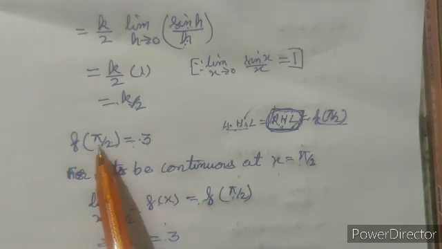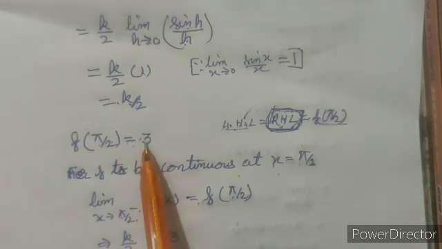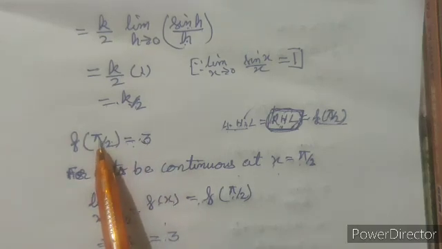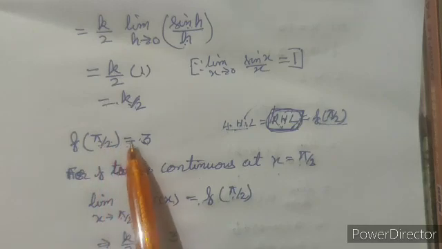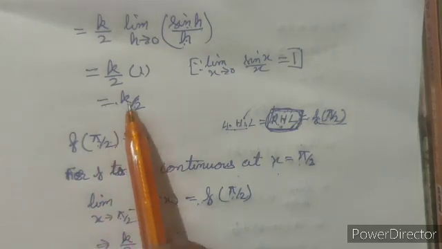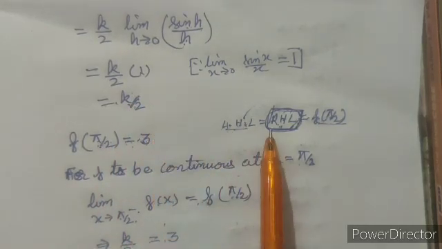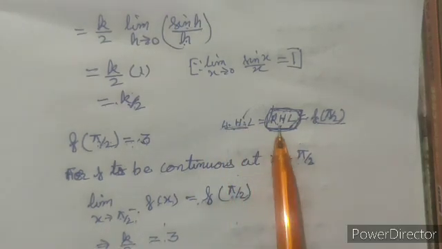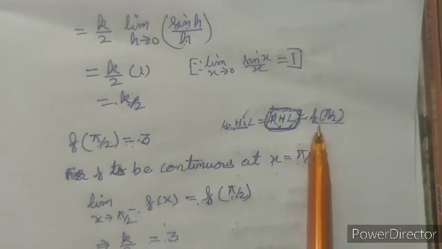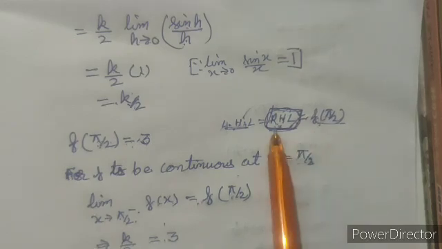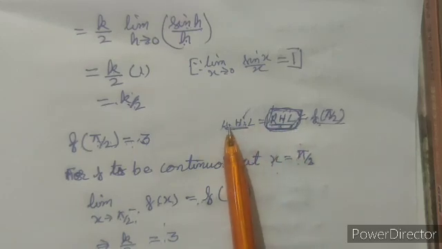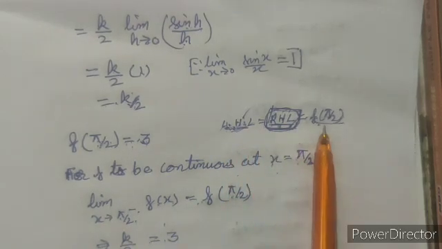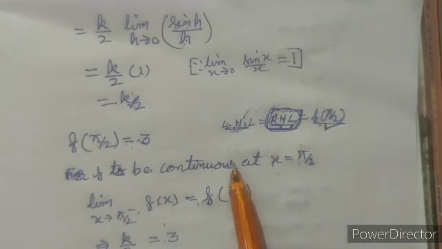Now the value of the function at pi by 2 is equal to 3, as given in the question that if x equal to pi by 2 then f(x) is equal to 3. Now as we know that f is a continuous function at x equal to pi by 2, its left hand limit, right hand limit and value of the function will be the same at pi by 2. Here we can take the left hand limit and the value of the function to get the desired result.